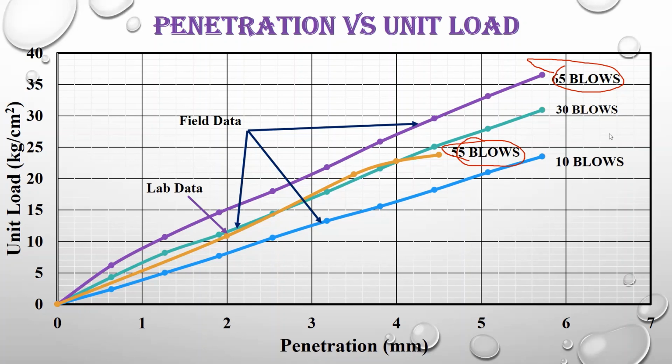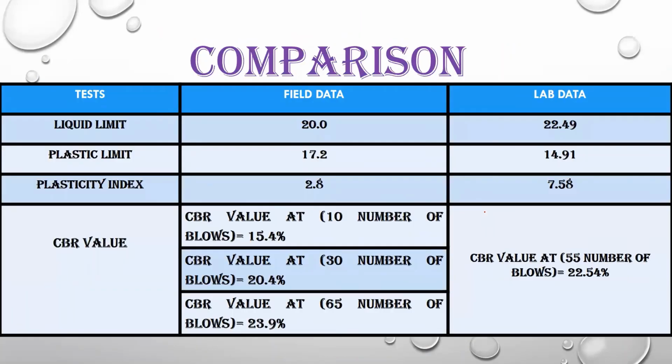You will get it from here. So this is penetration versus unit load. So what we get over here? Let me discuss. Liquid limit: field data is 20, but we got 22.49 in laboratory investigation. Plastic limit was 17.2 from the field data, and the laboratory investigation gave 14.91. Plasticity index is 2.8, and plasticity index for the lab data is 7.58.